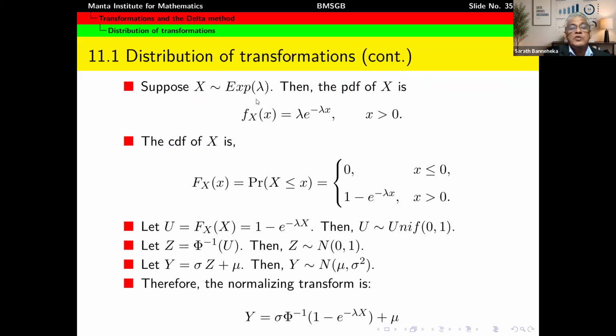Suppose X has an exponential distribution with parameter lambda. So its density function is given by this one.